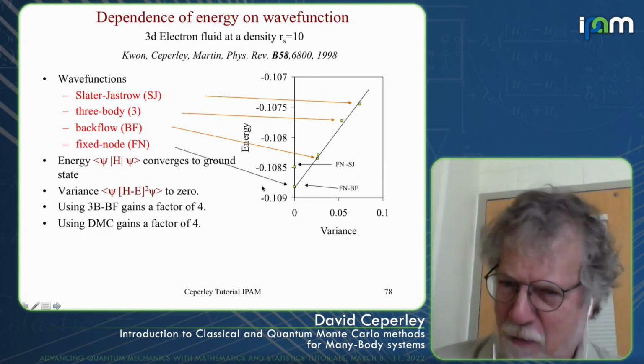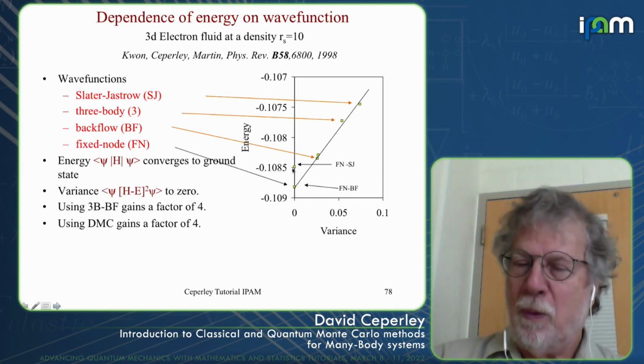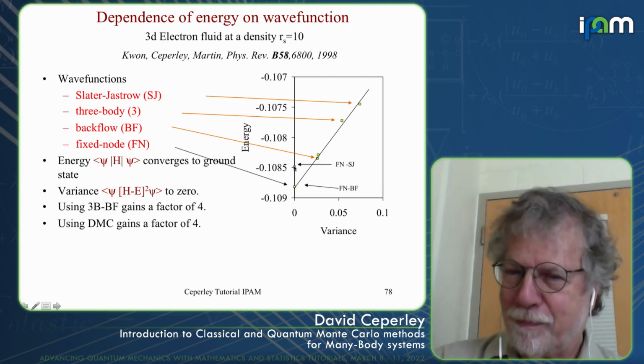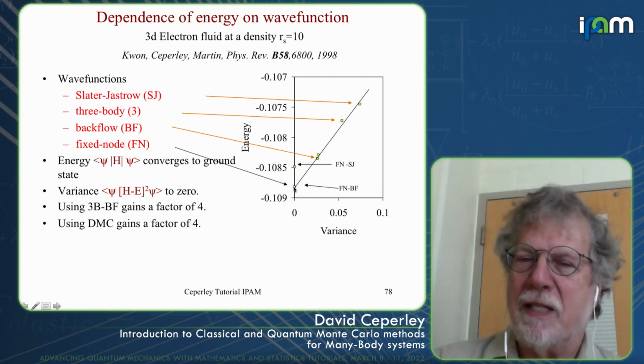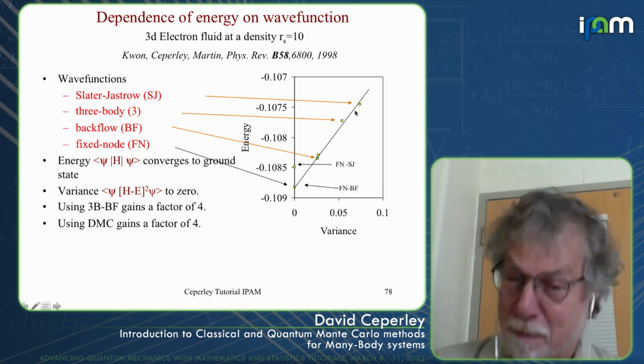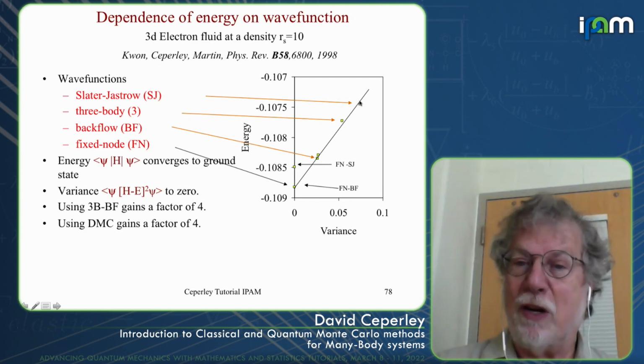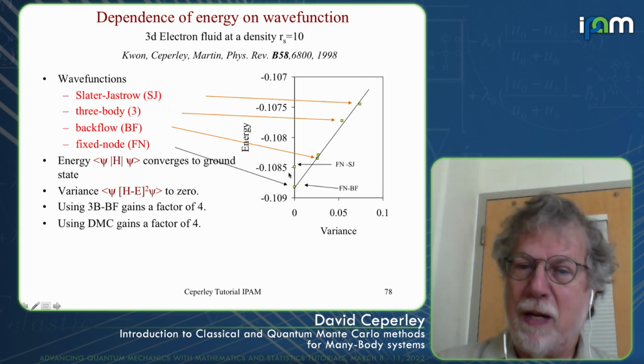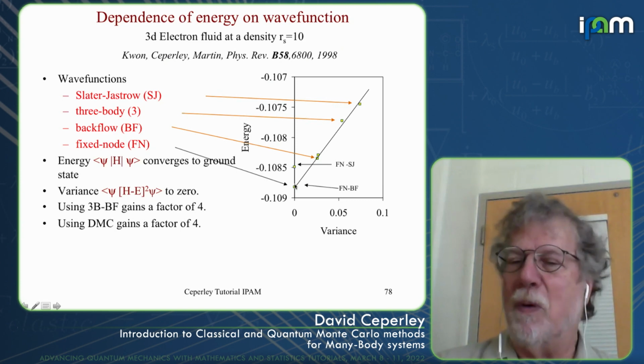And here is the same figure I showed you before, but now you have these 2 points. These are put at 0 variance. They really shouldn't be at 0 variance, but we haven't computed their variance. If you take the Slater-Jastrow wave function, this is the variational energy here. If you just apply diffusion Monte Carlo, you end up with this energy. If you take a backflow wave function, an improvement over Slater-Jastrow, you end up down here. So we think that the real answer, the exact answer, is down here. So you see you're much closer.